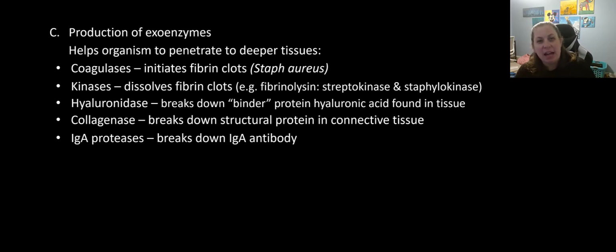And guys, IgA is a type of antibody, and so this enzyme breaks down that antibody. So these are just some of the examples of the exoenzymes, the ones they can release outside of their cells that can help them penetrate deeper.